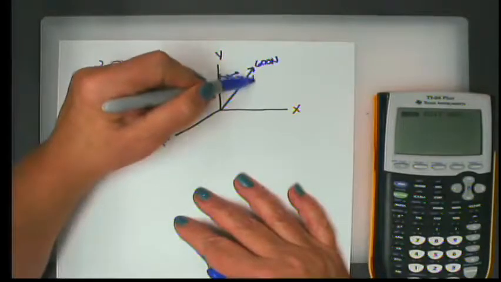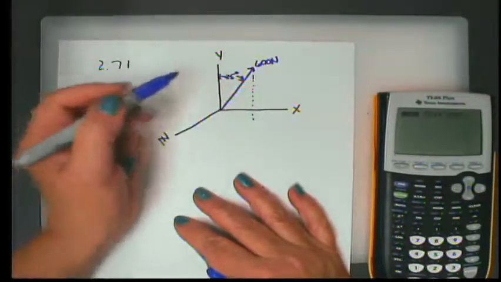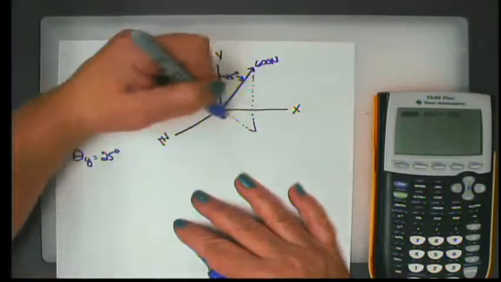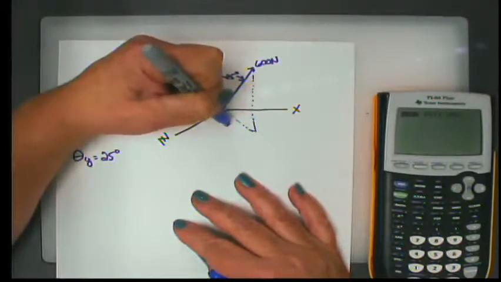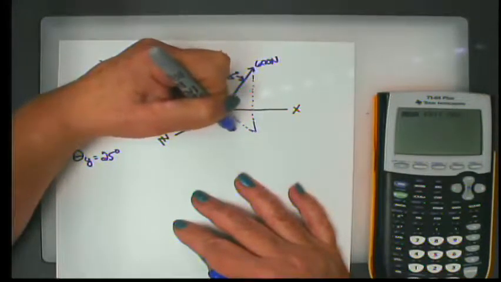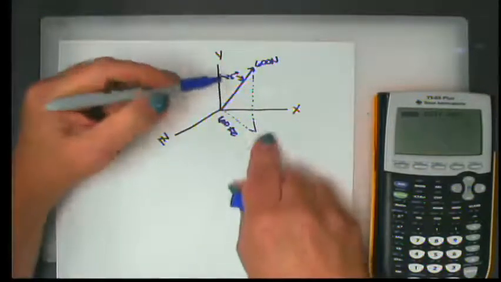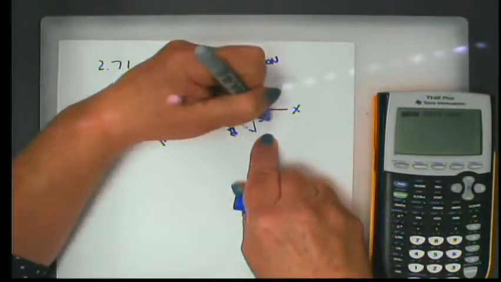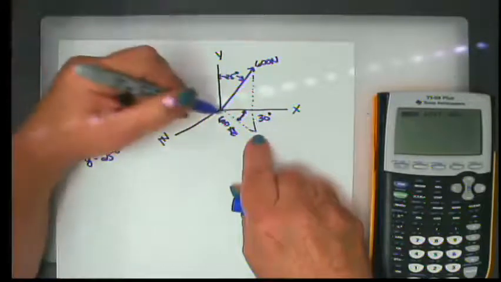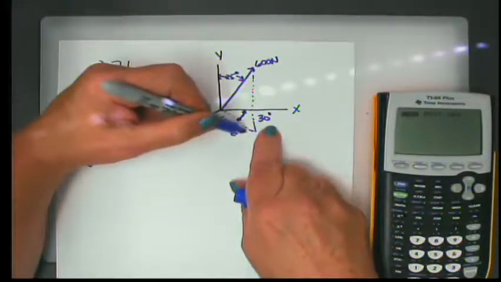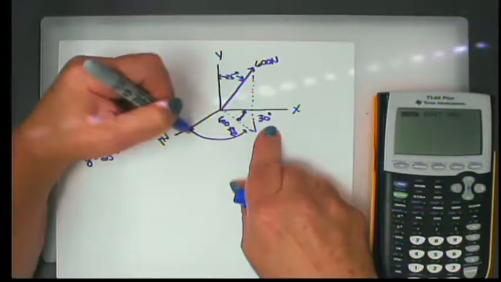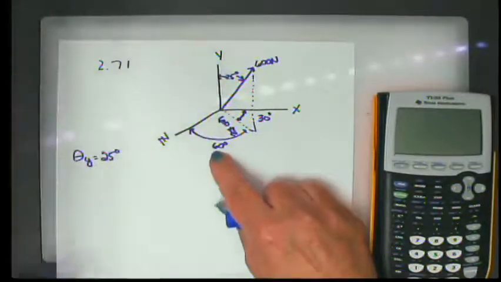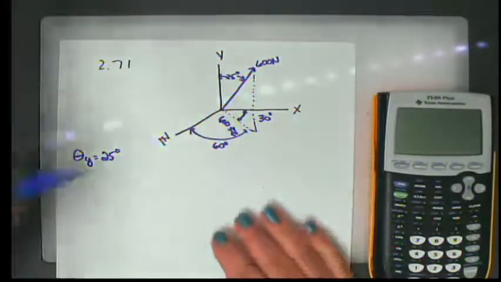However, we're also told that the projection of this force into the xz plane, in other words, this force would be the 600 newtons in the xz plane, that projection makes an angle of 30 degrees with the x-axis. Because the x and z axes are 90 degrees apart, that means that this angle between the projection and the z-axis is going to be 90 minus 30, or 60 degrees.